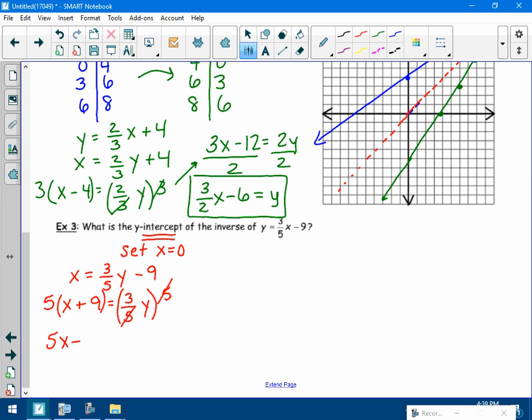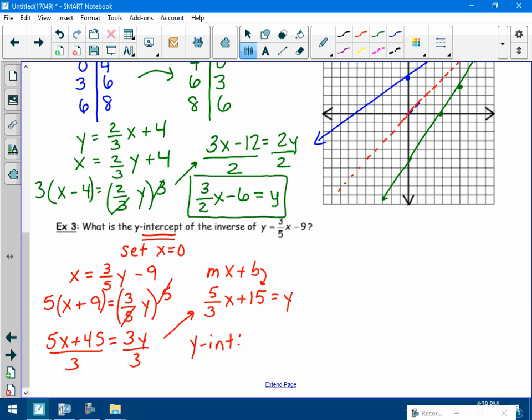So 5x plus 45 equals 3y. And then divide by 3. So I get 5/3 x, 45 divided by 3 is plus 15, equals y. Now I said the way we find any y-intercept ever is to set x equal to 0. And if I plug in 0 real quick here, what am I going to get? Well, this goes away, and I'm left with 15. But this is also mx plus b form, so it should make sense that 15 is the y-intercept. So the y-intercept is 15.